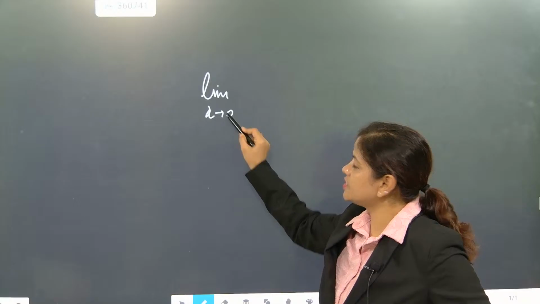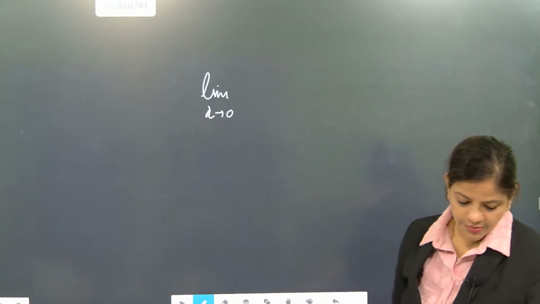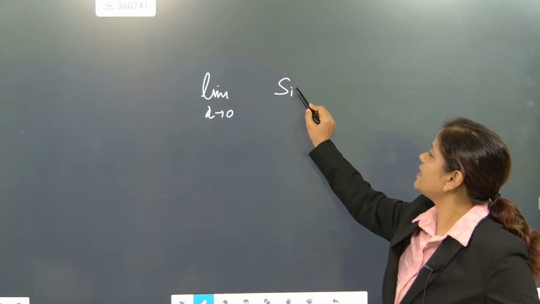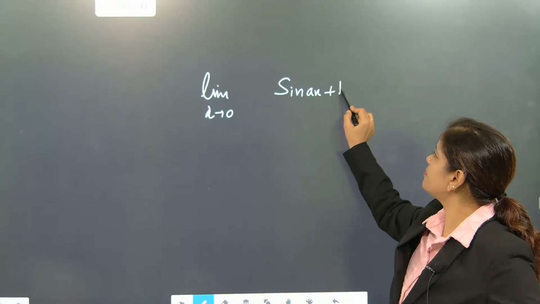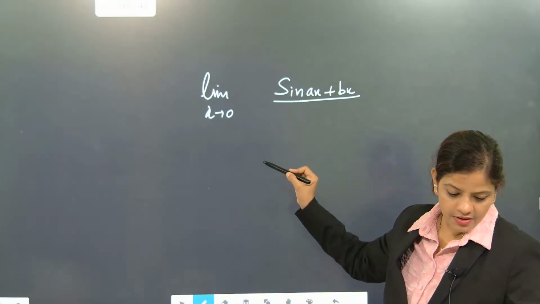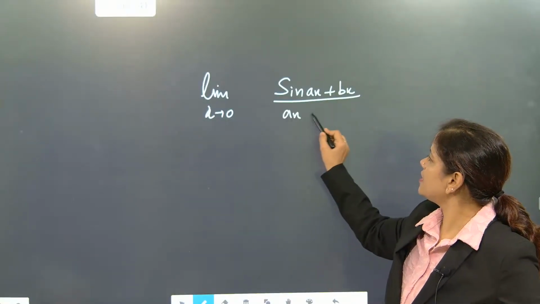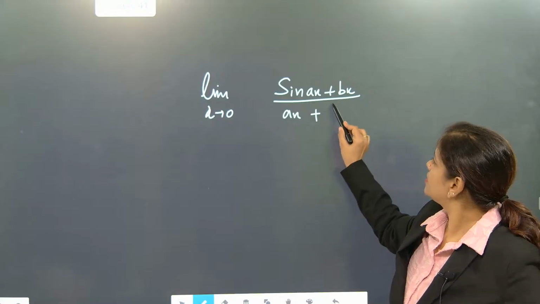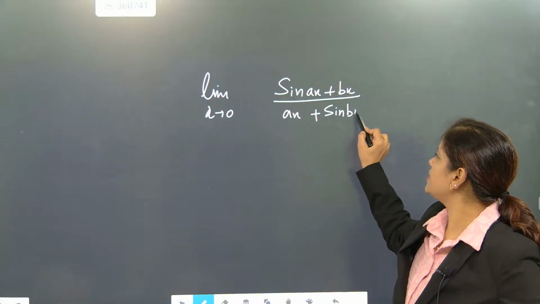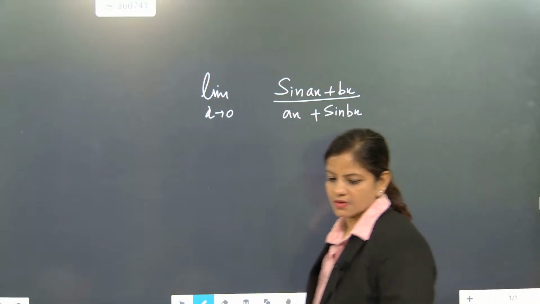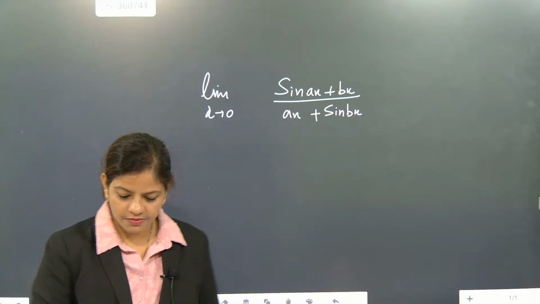Limit x tends to 0. Okay. Solve this question. Limit x tends to 0, sine of ax plus bx by ax plus sine dx. Try this. Try this better.